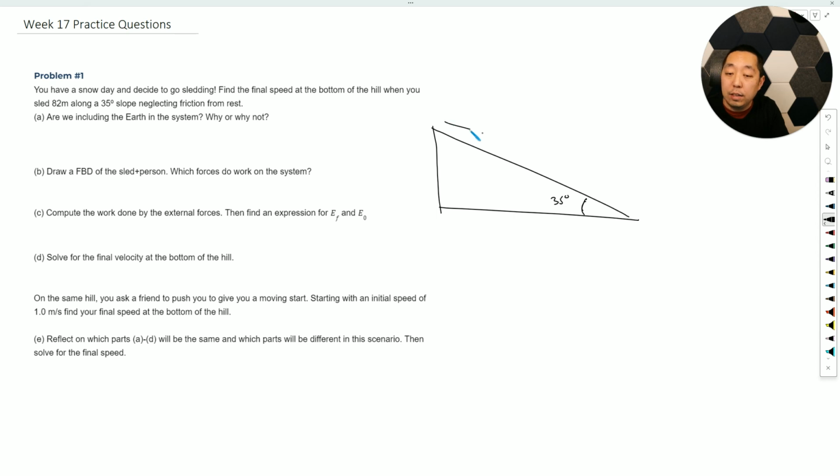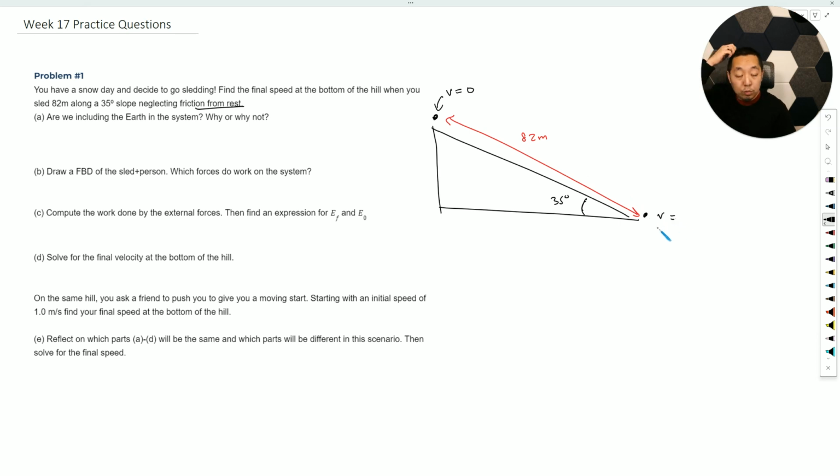And we're sledding, the distance there is going to be 82 meters. And we're starting at rest up here, right? So starting up here, the velocity is 0. Okay, and we want to know how fast we're moving down here. And we're going to use energy.